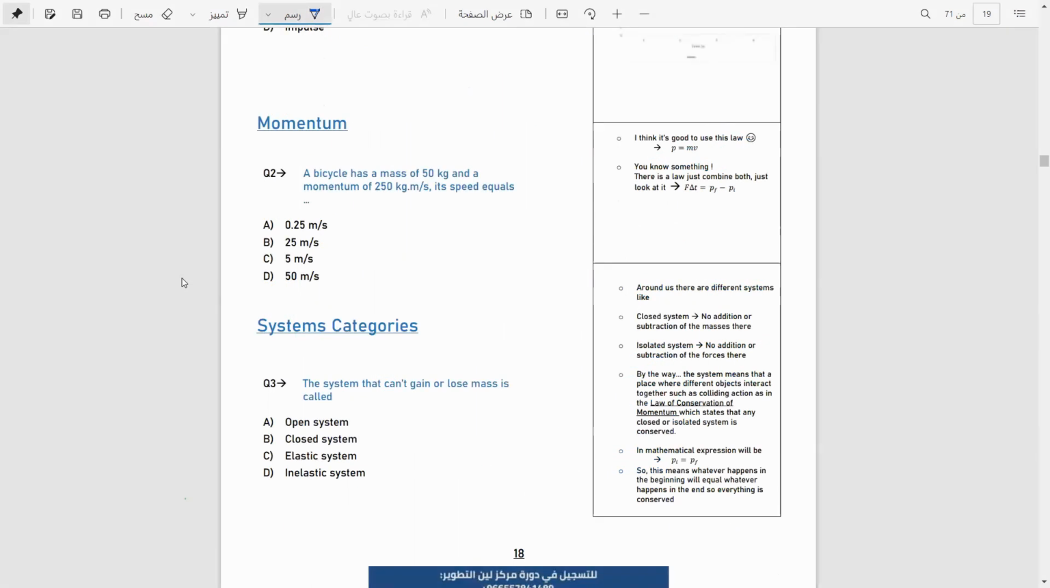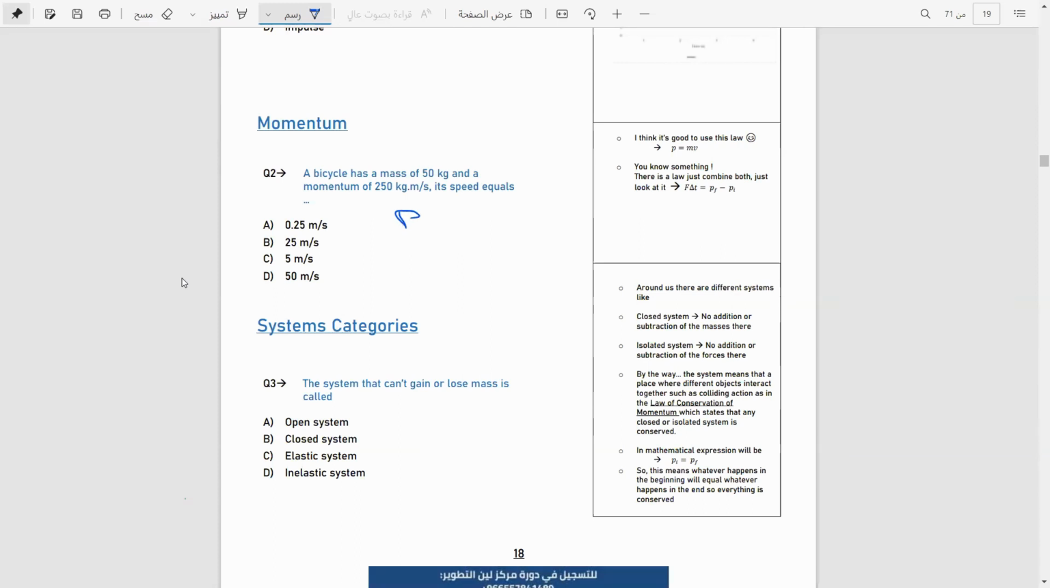Let's go to the momentum here. Bicycle has a mass of 50 kg and a momentum of 250 kg meter per second. Its speed equals, okay, again, as we said before about impulse, it is force with time. Now momentum is mass times velocity. It's written speed, but it's velocity because there is a direction. Anyway, what is the answer, guys?